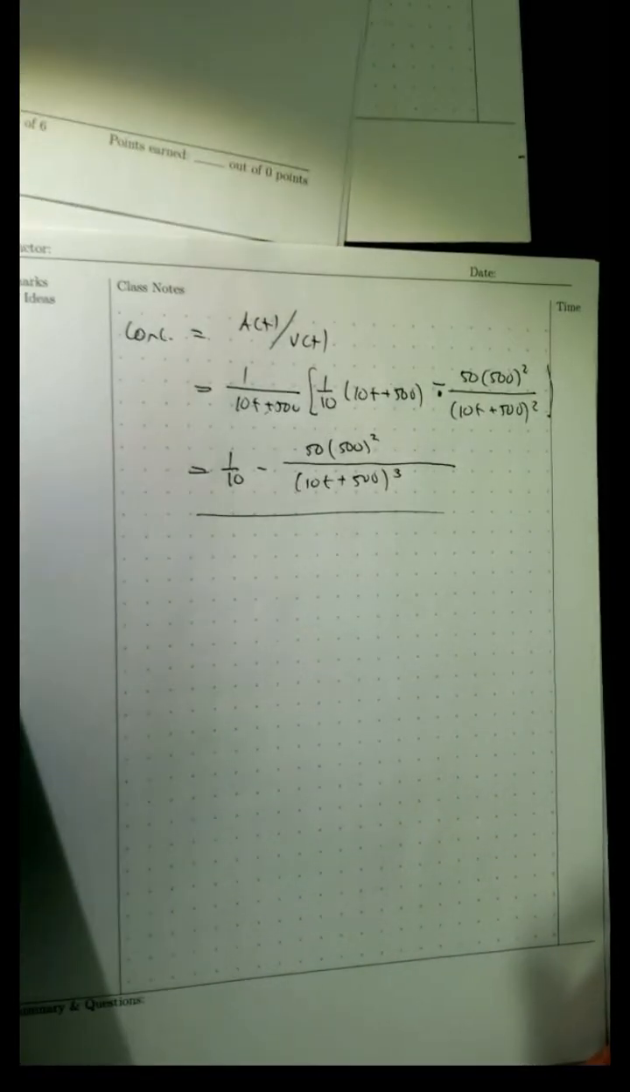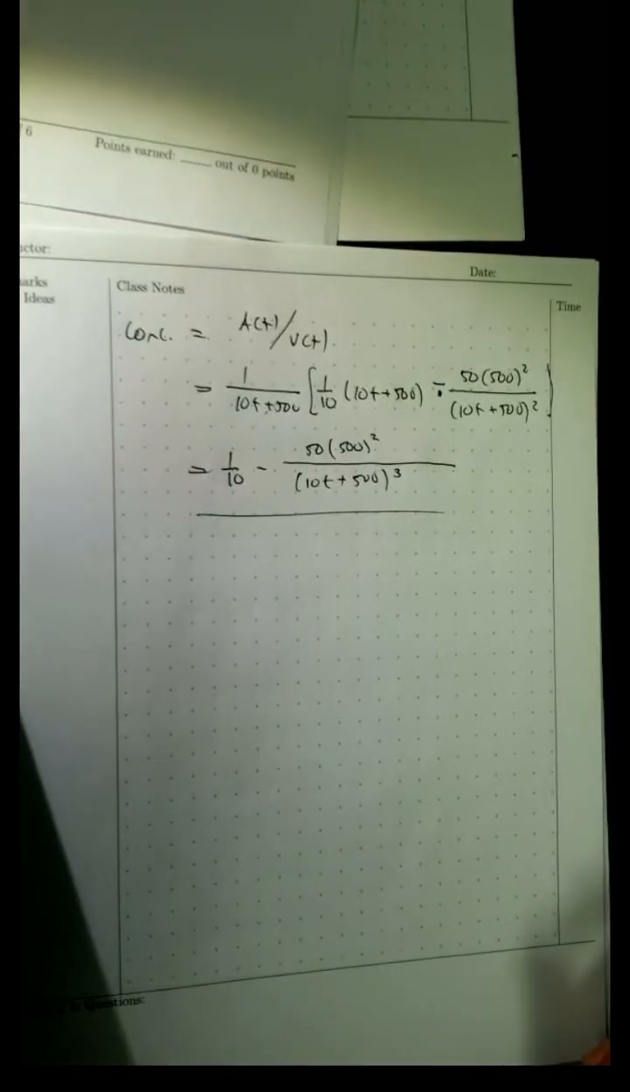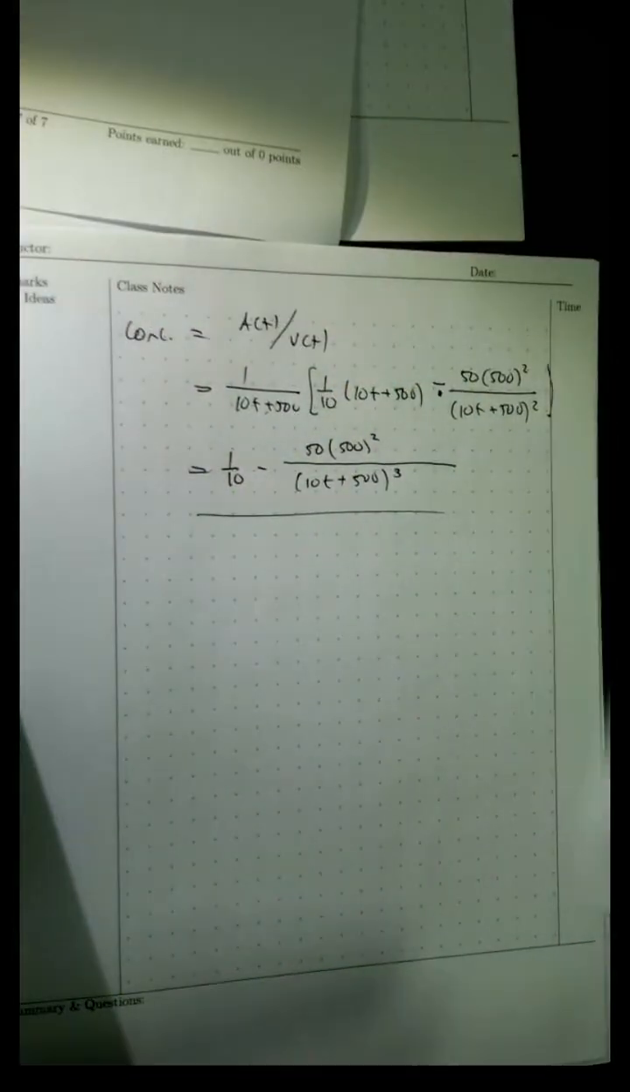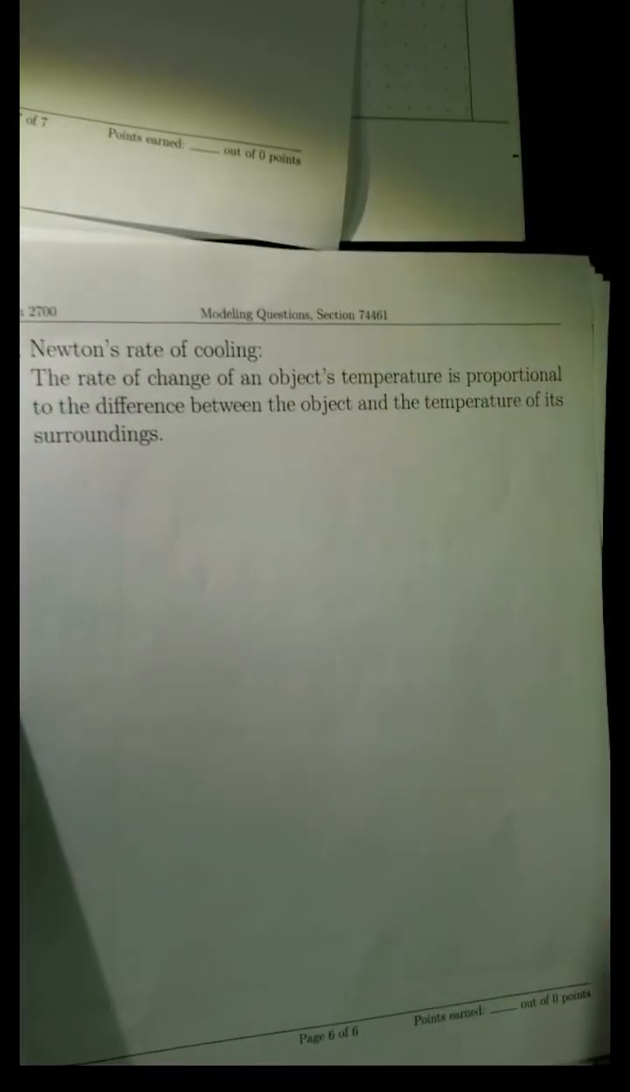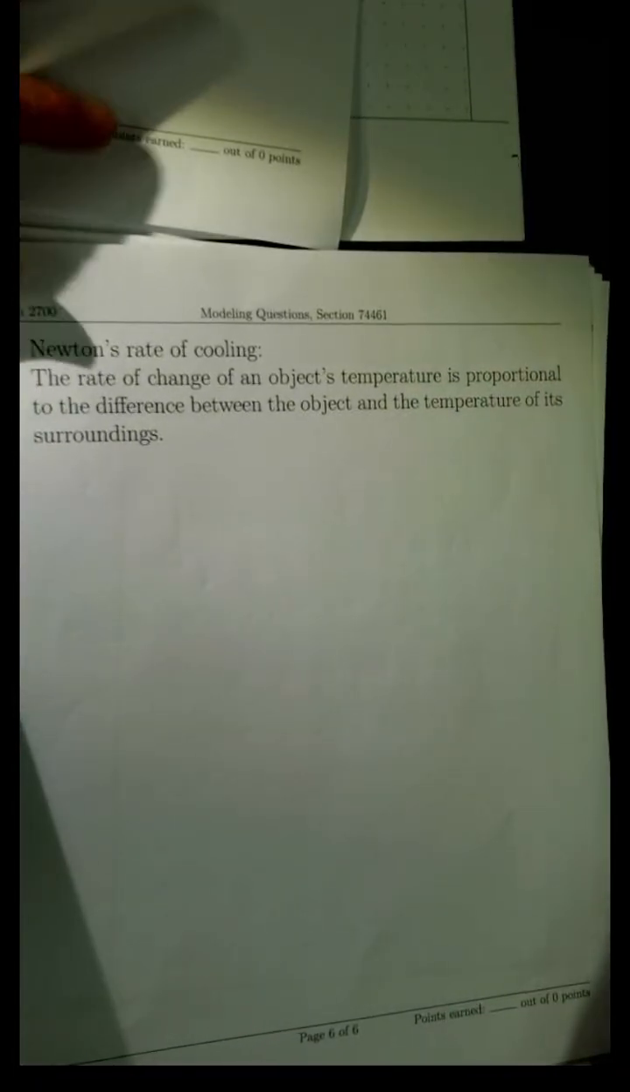Okay, next topic is something called Newton's law of cooling. And for Newton's law of cooling, the idea is this: the rate of change of an object's temperature is proportional to the difference between the object and the temperature of its surroundings.